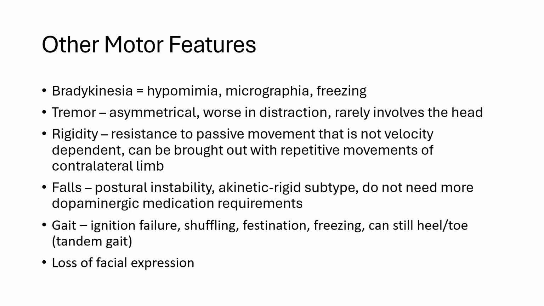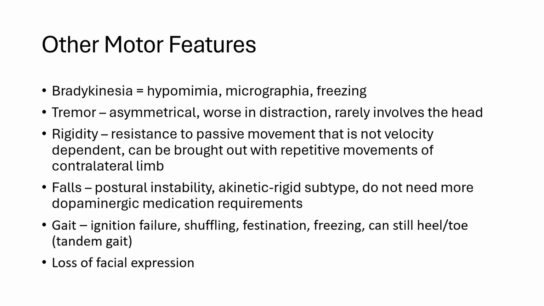Going back to the motor features, you can broadly classify the features as motor and non-motor. The motor features include bradykinesia, with reduction in both speed and amplitude of movements, and other things like freezing, particularly in relation to gait. There's the tremor, which is generally asymmetrical and worsened by distraction. You don't get head tremor in idiopathic Parkinson's, so if there are head movements involved, it's not going to be idiopathic Parkinson's in the answer.